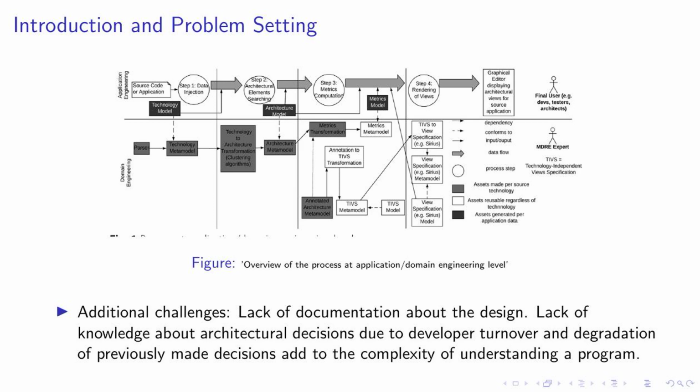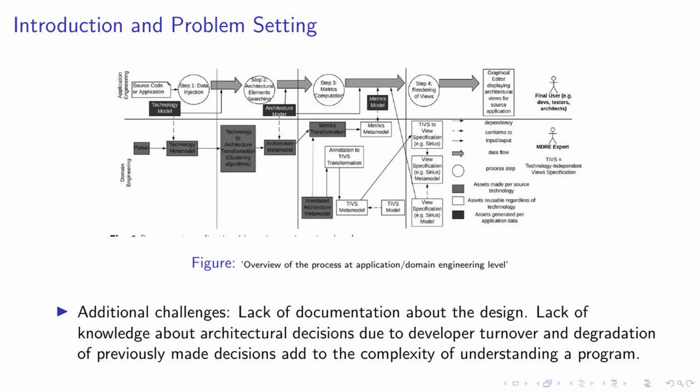As we delve deeper into the problem, we encounter additional challenges that make understanding a program even more complex. One of these is the lack of documentation about the design. This absence of information can make it difficult to comprehend the structure and functionality of the program. Another challenge is the lack of knowledge about architectural decisions. This is often due to developer turnover, which can lead to a loss of crucial information about the program's design and structure. Lastly, the degradation of previously made decisions adds to the complexity. Over time, additions and modifications can distort the original design, making it harder to understand.